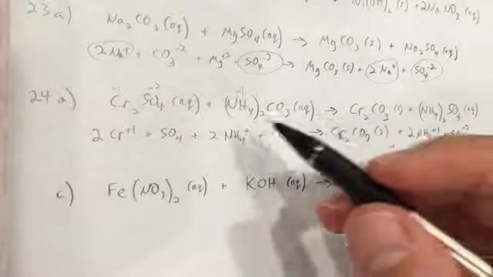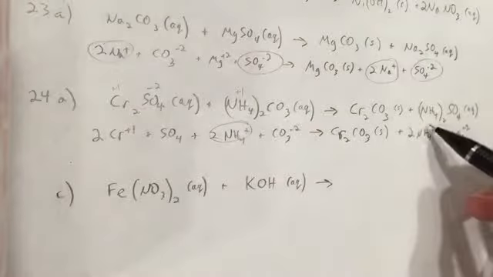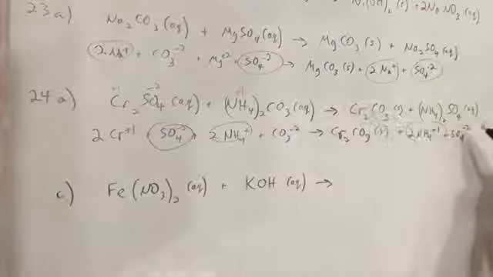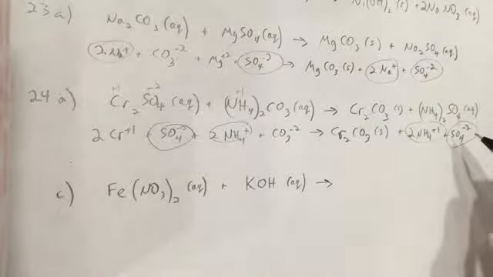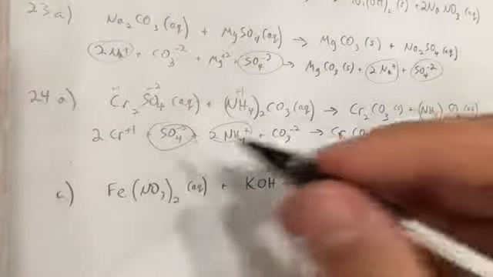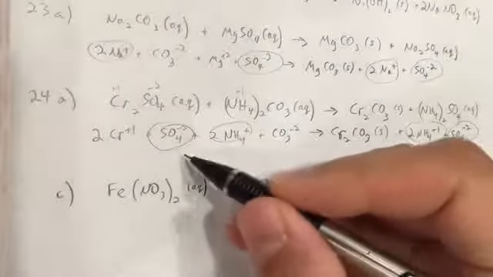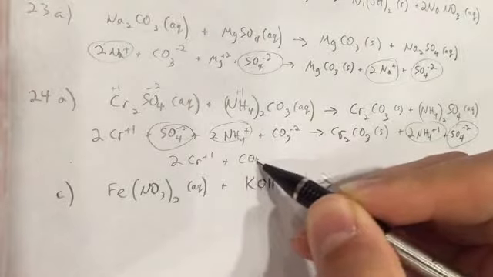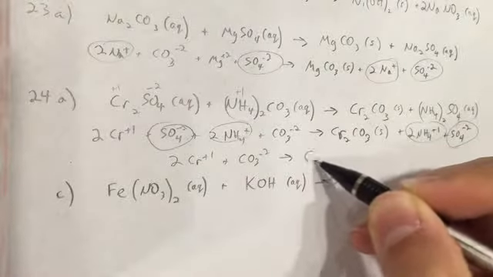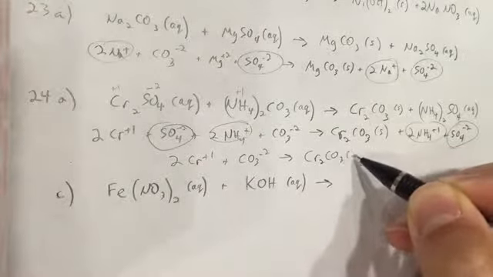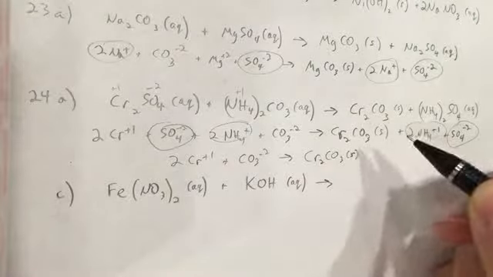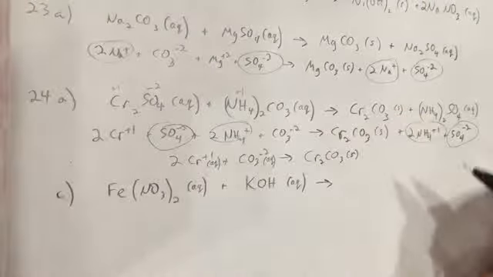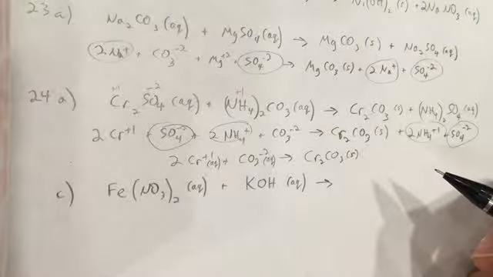So the spectator ions would be NH4 and sulfate, and the balanced net ionic equation would be what's left. So 2 chromium ions plus a carbonate to give you Cr2CO3. And that's the balanced net ionic equation. I suppose we could add some AQs in there for fun. Okay, that's 24A.